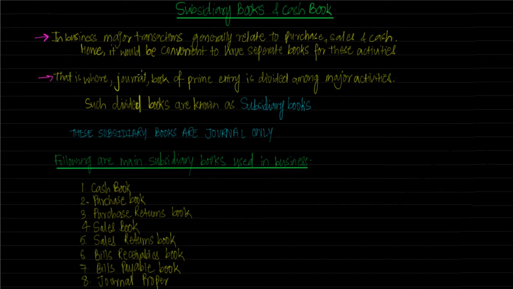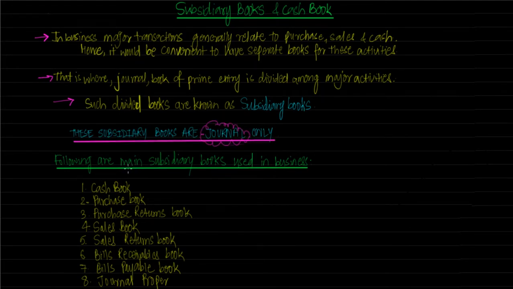That is where the journal book, a book of prime entry, is divided among major activities. Such divided books are known as subsidiary books. If we record all transactions in journal, it would be difficult to classify the transactions of purchases, sales and cash. And in business, it is very important to generate reports on purchases, sales and cash differently because these are major transactions of the business. So, to overcome this, the journal book is divided into various subsidiary books. It is very important to know that these subsidiary books are journal only.